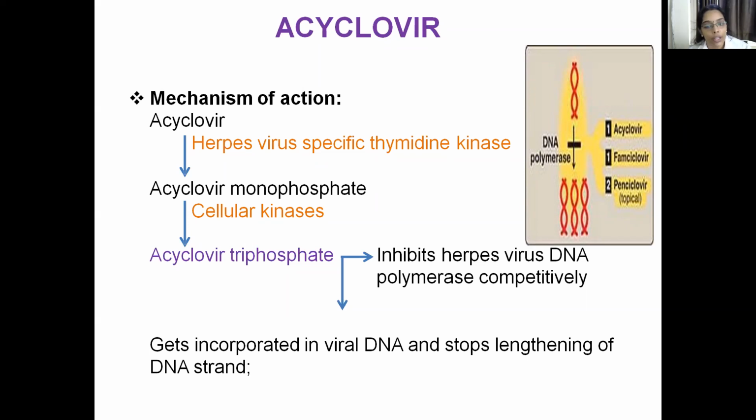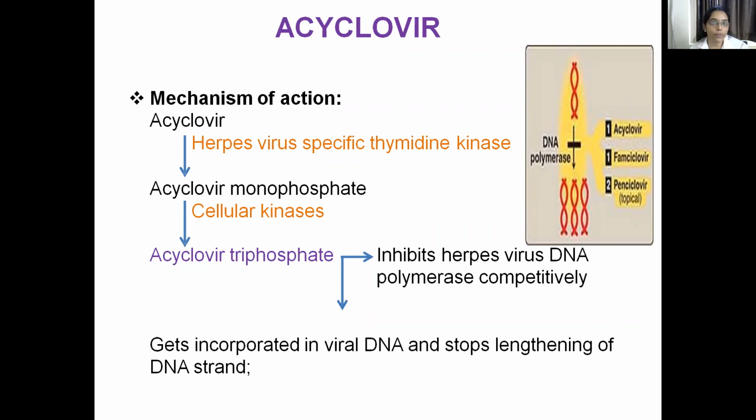So what does it do? The DNA polymerase helps in replication of the viral DNA. So once the viral DNA polymerase is inhibited, the DNA replication is inhibited, so the virus dies. And also it can get incorporated in the viral DNA and stops the lengthening of the DNA strand. So the mechanism is it gets converted into the triphosphate form with the help of the virus-specific thymidine kinase and utilizing the host cell cellular kinases.